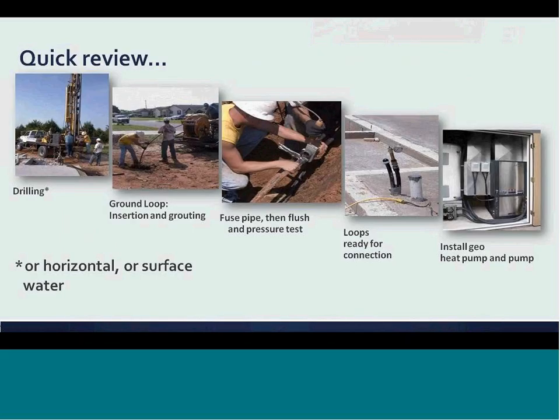Okay, so let's do a quick review of the entire process, looking at a vertical loop installation as an example. First, we perform a visual inspection of the pipe that is delivered to the project site to make sure it's not damaged. This is a recommendation. Next, we perform a pressure test on the pipe to make sure that it will not leak before it's put into the borehole. Some pipe may be delivered to the project site already pressurized.